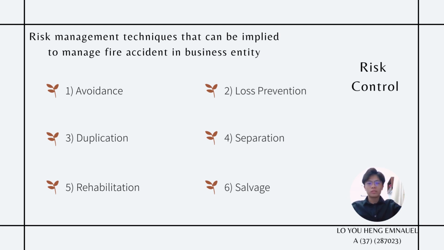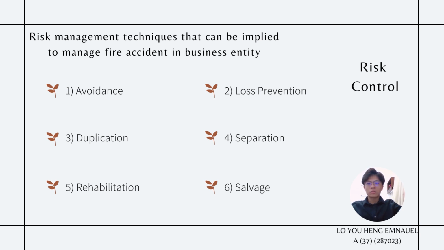Our topic for this assignment is Method to Manage Fire by Business Entity. One significant risk that every business entity must address is fire. A fire outbreak can lead to a serious outcome, including loss of life, property damage, and also financial losses. Therefore, implementing effective fire safety measures is essential for business to reduce this risk and maintain a secure environment.